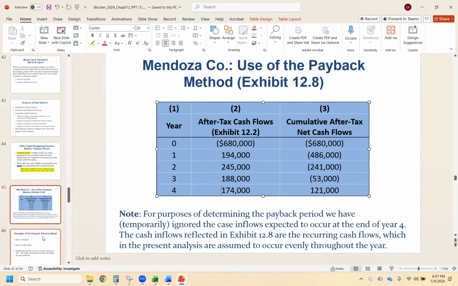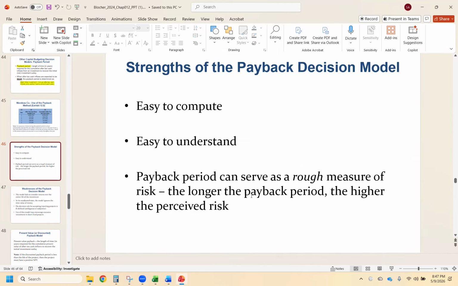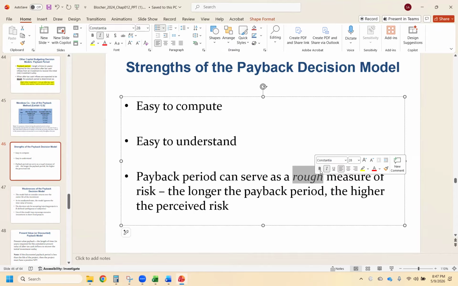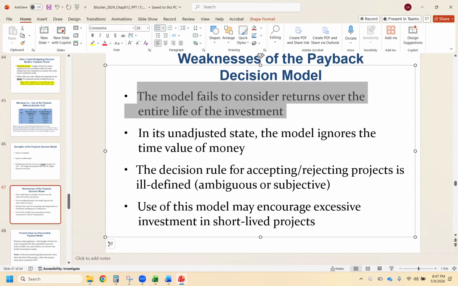Oh, well. Okay, so let's go to the strengths of the payback model. Easy to understand. It's a rough measure. It's not a very good measure because it doesn't take into account the time value of money. Drawbacks: it doesn't take into account the time value of money, and fails to consider returns over the entire life of the investment. So it's just kind of a baseline calculation. It shouldn't be the only tool used to evaluate a project.